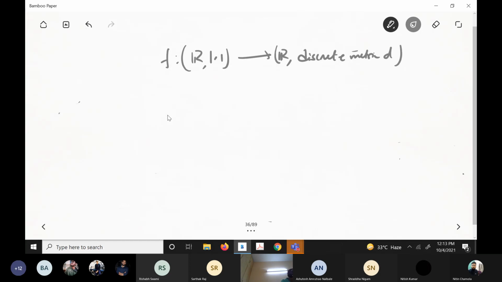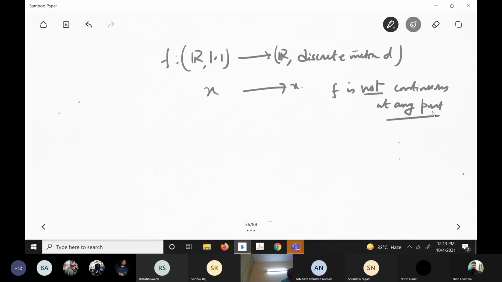Take the identity function. Just now I was telling that the identity function need not be continuous. Look, here I am giving the identity function, but f is not continuous, not at any point. You should check that. This is easy to check.